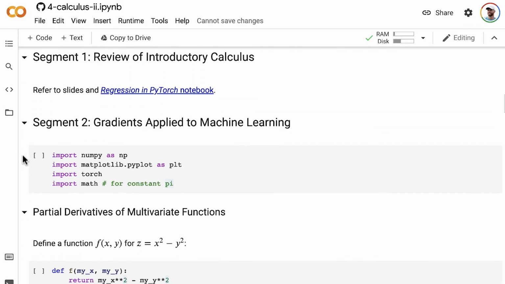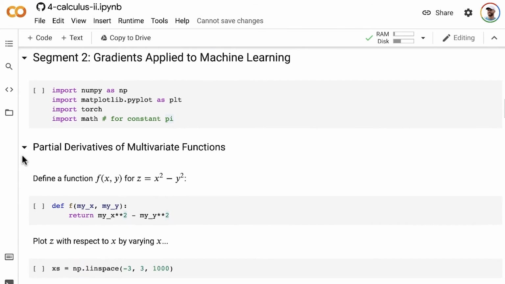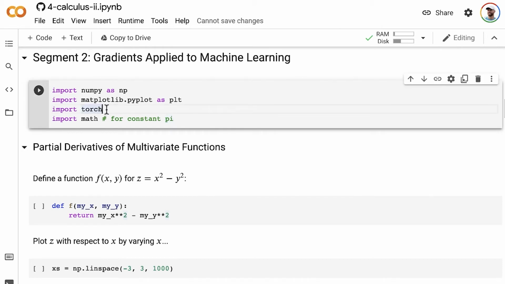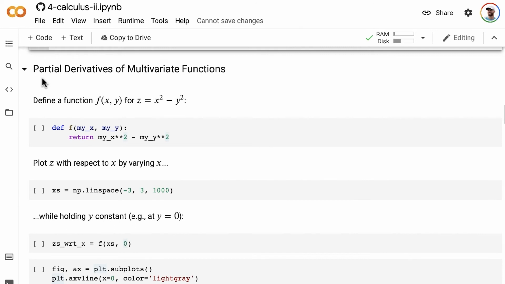So now we're getting started on segment 2, which is on gradients applied to machine learning. We'll need the NumPy, Matplotlib, and PyTorch libraries that we've worked with before, as well as the math library, which we'll need, I think, for the first time. We'll need it for the constant pi. So this particular video is on partial derivatives of multivariate functions.